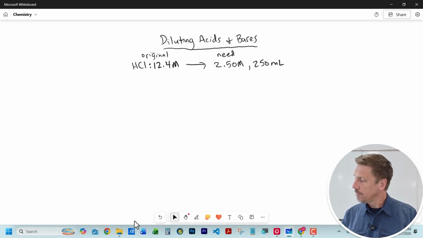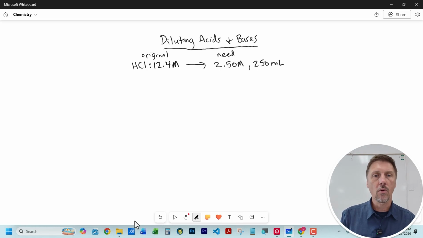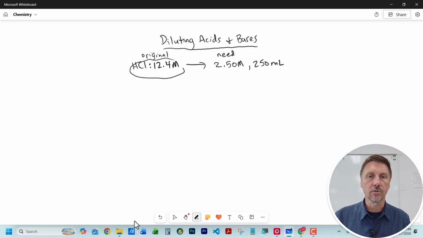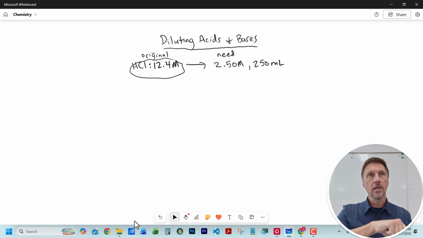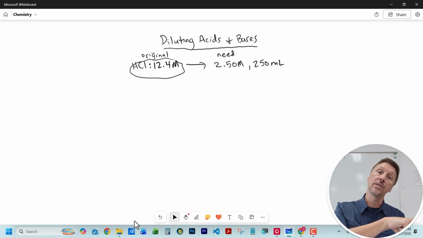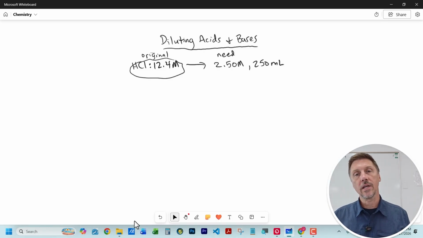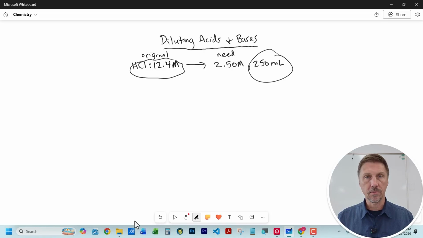So the question is, how should she prepare it? So in other words, what you're going to do is you're going to pour out a certain amount of this original solution into a container, so you've got to figure out how much of that original container you need to pour out, and then you're going to add enough water to have 250 milliliters, all right?